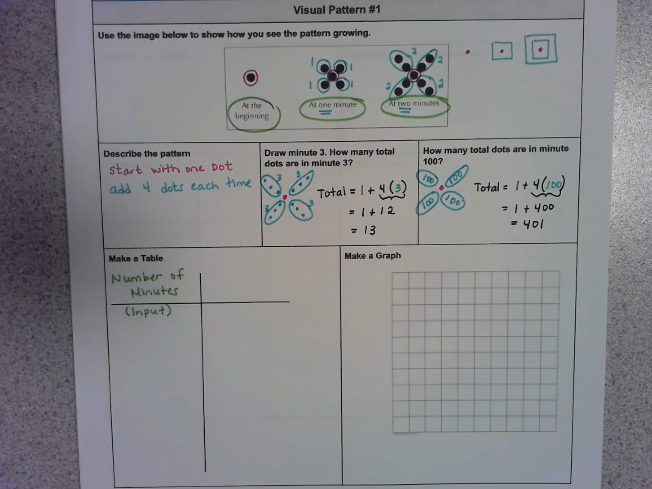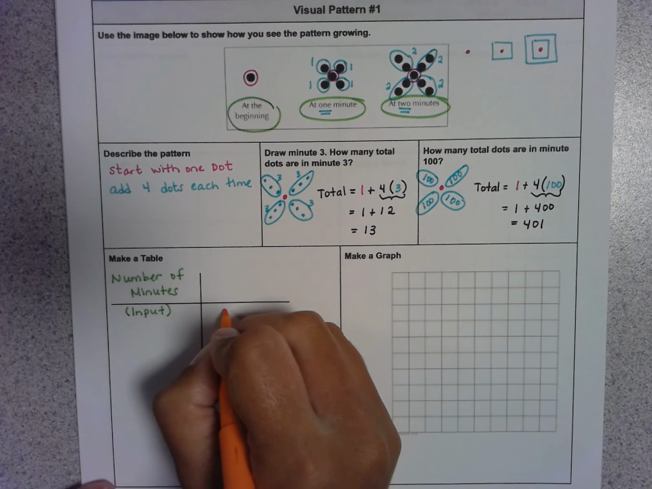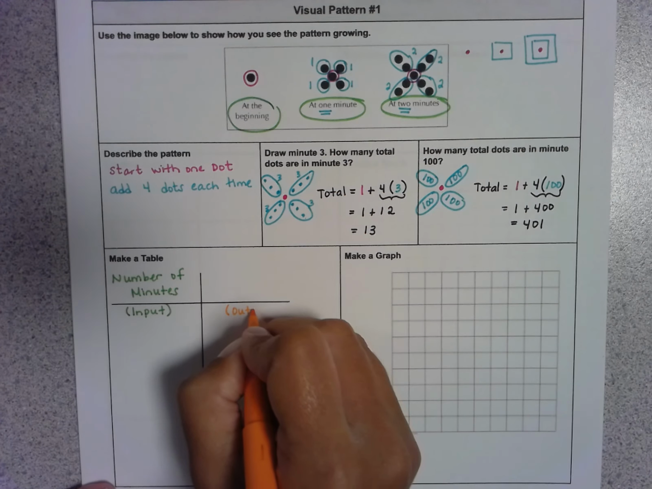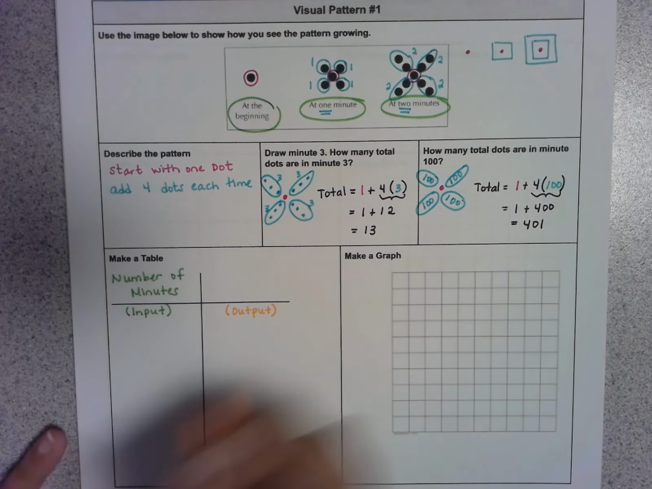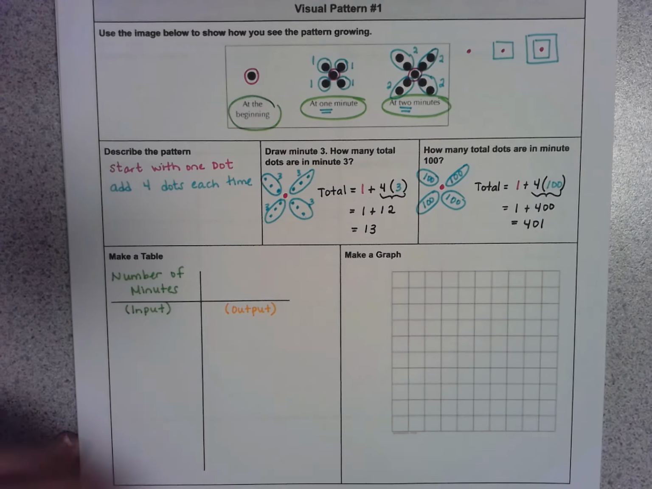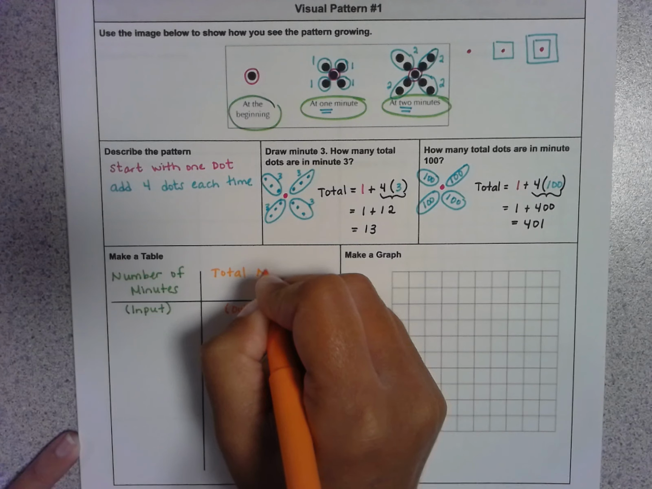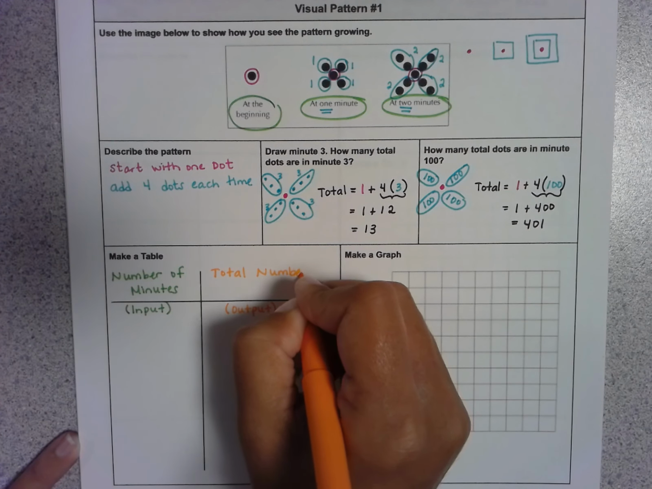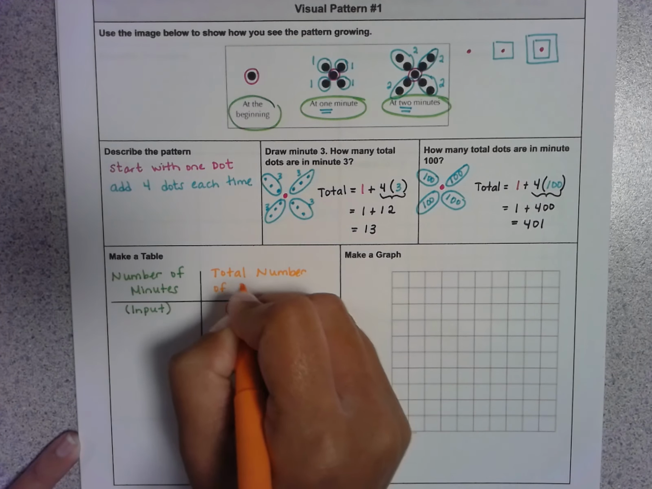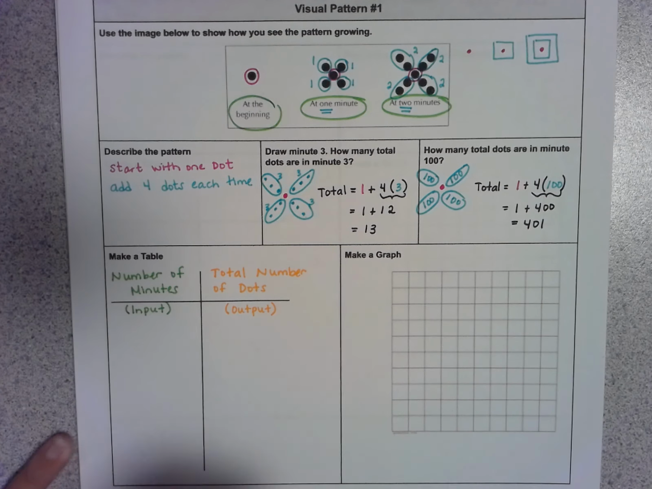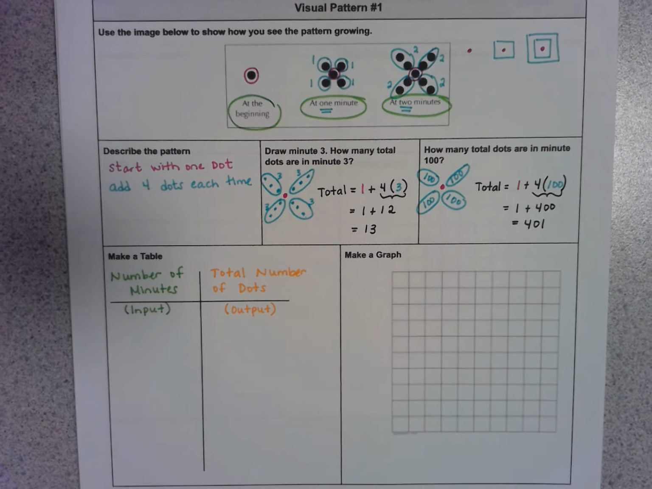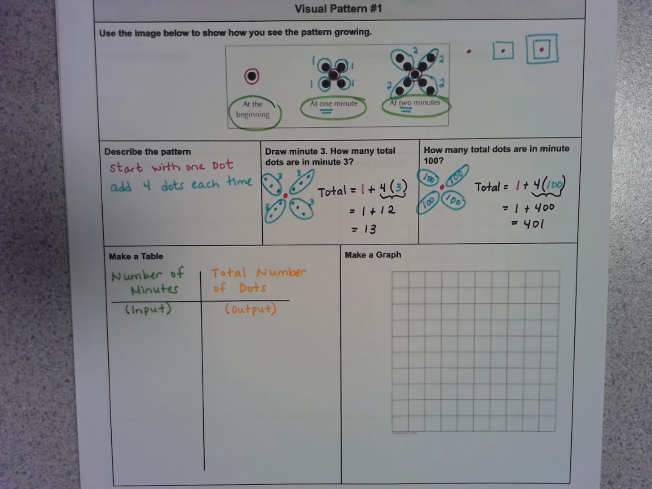We also need a set of output values. So in the right side column, we're going to label these the output values. And the output values are going to be the total number of dots. So let's see if we can use the pattern that we found to represent this value.